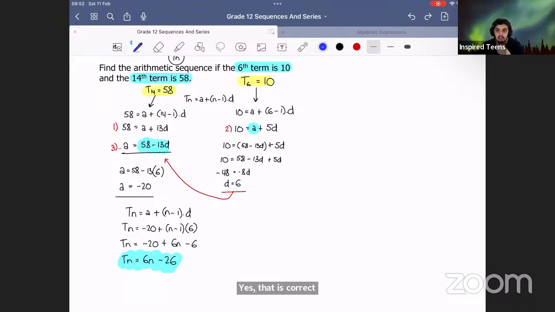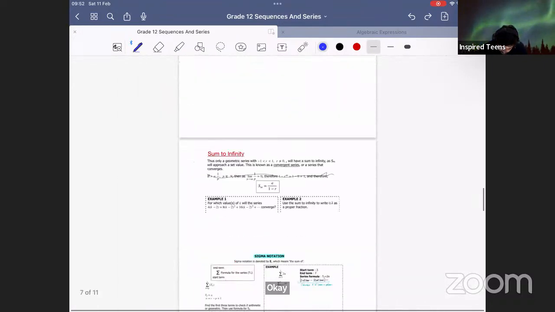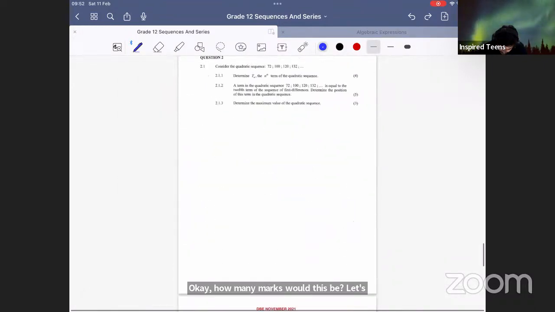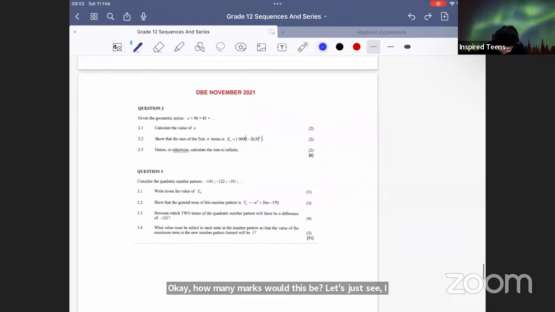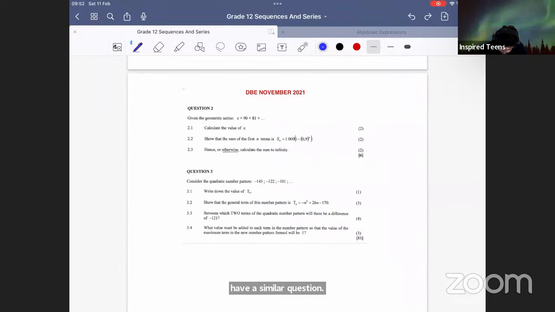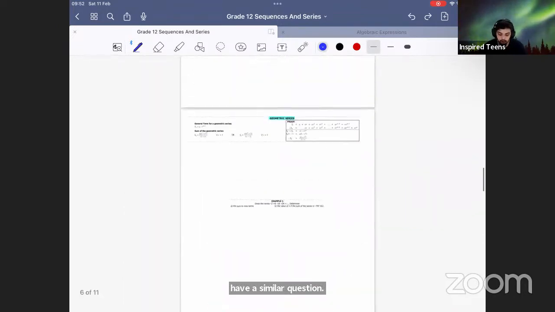How many marks would this be? Let's just see, I have a similar question. It would be around a 4-mark question, 4 to 5 marks.